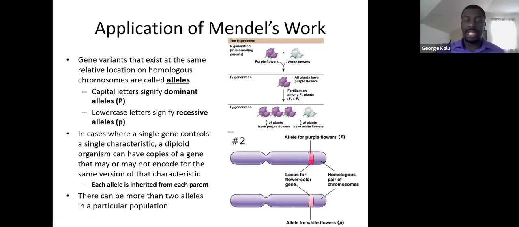But one thing to keep in mind is that in a population, you're going to have more than two alleles. For example, you might have brown hair, blonde hair, black hair, red hair, and so on and so forth. So more than two alleles are going to exist in a particular population.